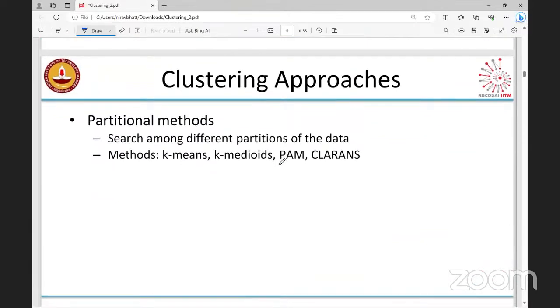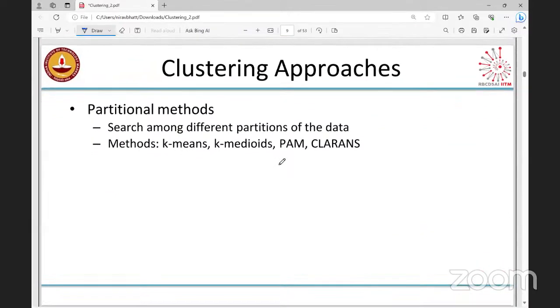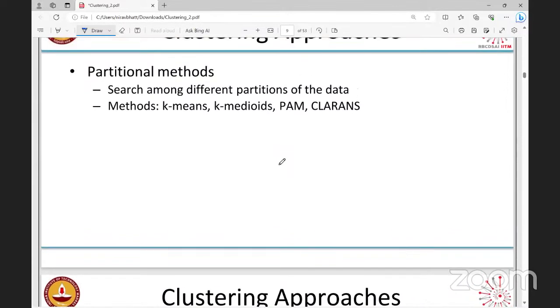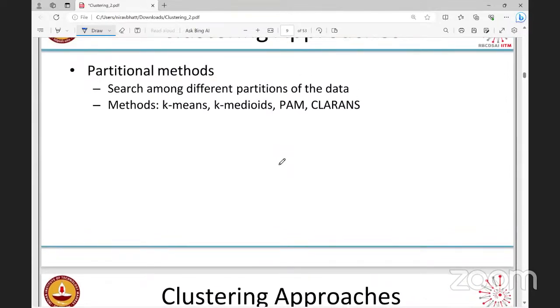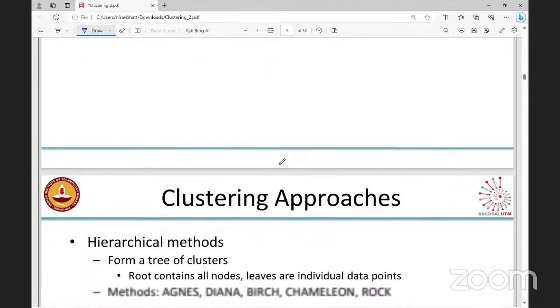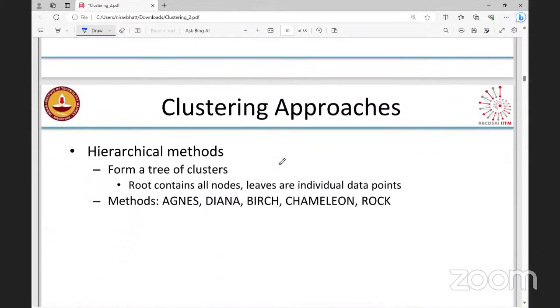There are many clustering approaches. The first one is the partitioning approach. What it does is search all the data points and partition them into different partitions using simple metrics like means, centroid, medoid, etc. There is another clustering approach.